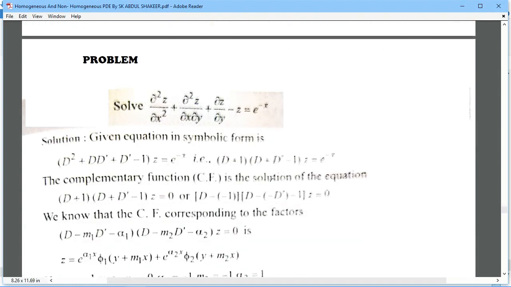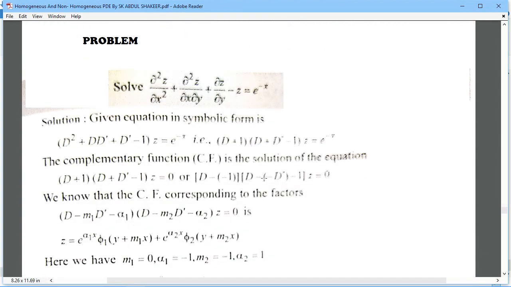Now, problems on non-homogeneous partial differential equations. Solve the equation dou square z upon dou x square plus dou square z upon dou x dou y plus dou z by dou y minus z equal to e power minus x. In this equation, we clearly observe the first two terms are second order partial derivatives, but the third term is a first order partial derivative. So it is known as a non-homogeneous partial differential equation.